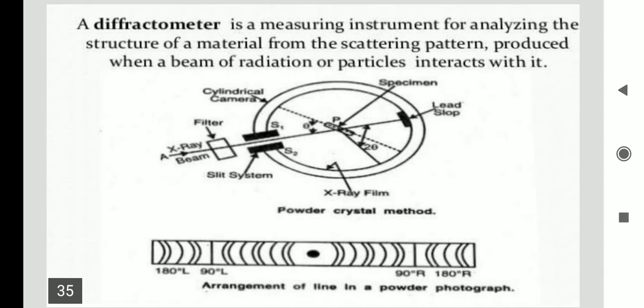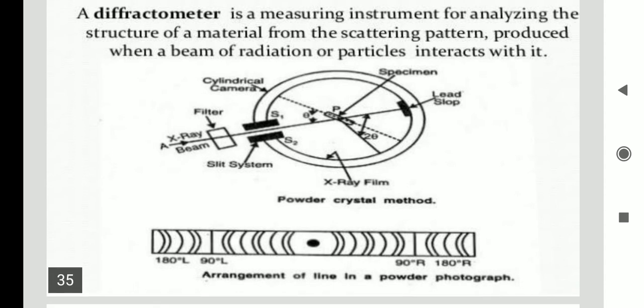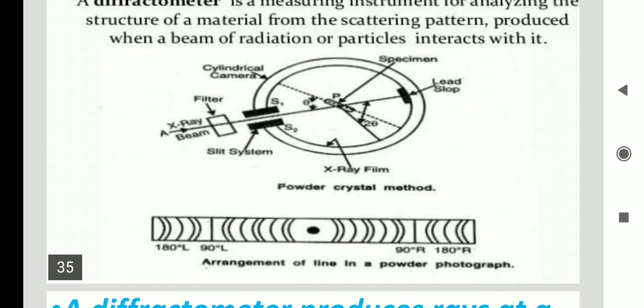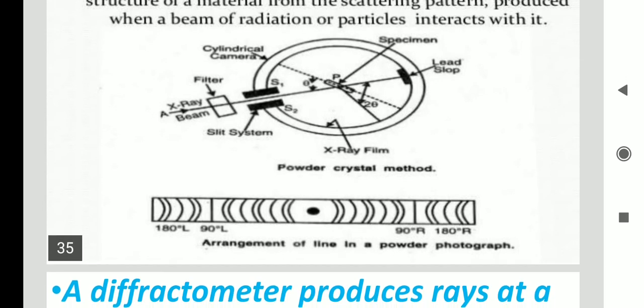Here we have the diagram. The X-rays pass through the slits S1, S2 and are incident on the crystal in powder form, where P is the specimen. After that, the rays are diffracted. The exposed rays are recorded by a photographic film. When you develop this film, you will find certain arcs.